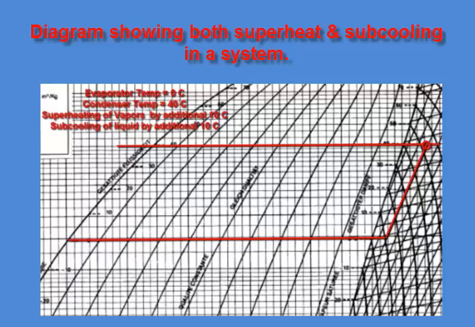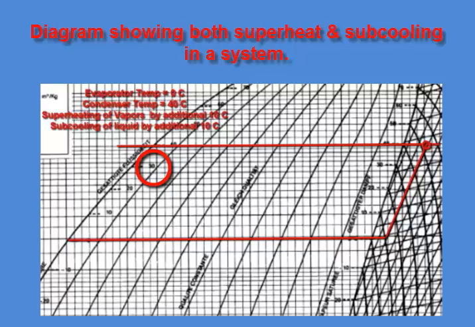Now on the left hand side, note that the condenser is operating at 40 degrees C, but the refrigerant leaving the condenser is subcooled by an additional 10 degrees C. So 40 minus 10 will be 30 degrees C. That will be the discharge temperature of the refrigerant from the condenser.